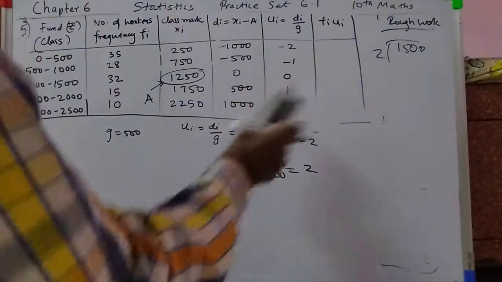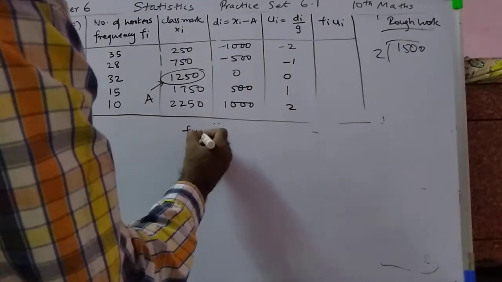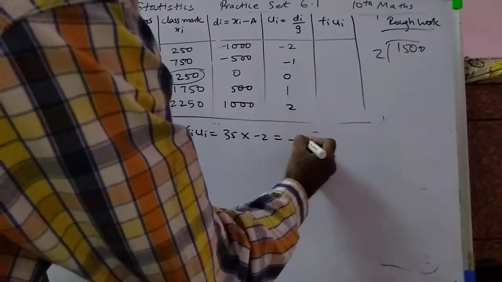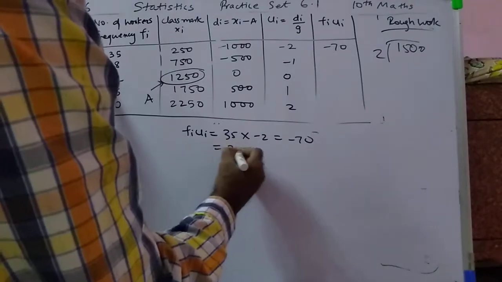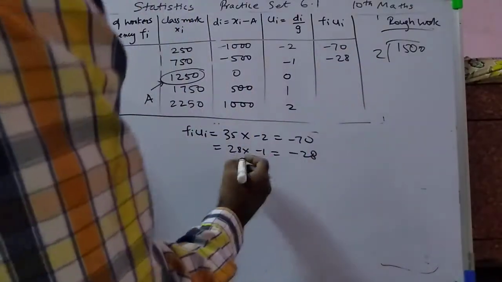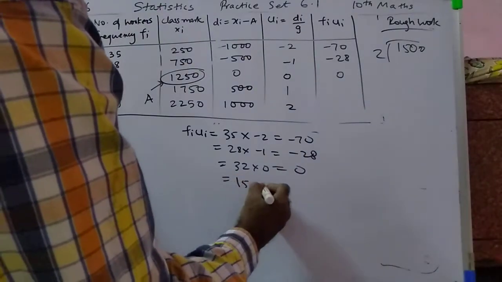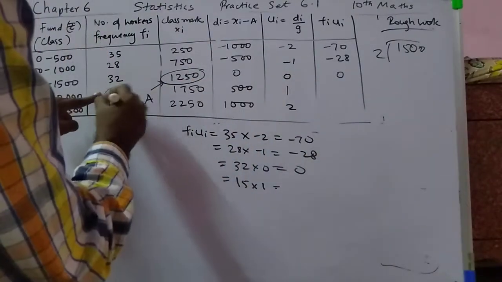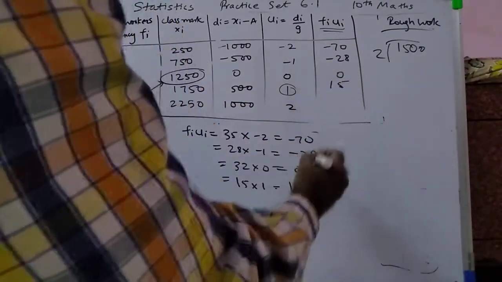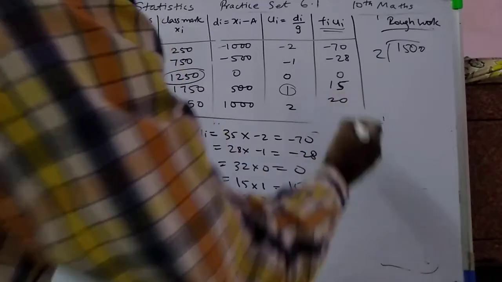Okay, I will multiply this part: fi and ui. fi is 35 and it is minus 2. Minus 70. And it is 28 and minus 1. Minus 28. That we write here. Then 32 into 0, that is 0. 15 into 1, that is 15. You write 15. And it is 10 into 2, 20.